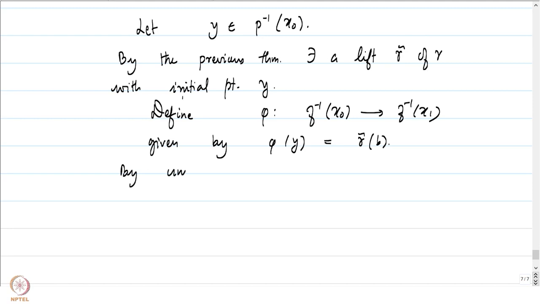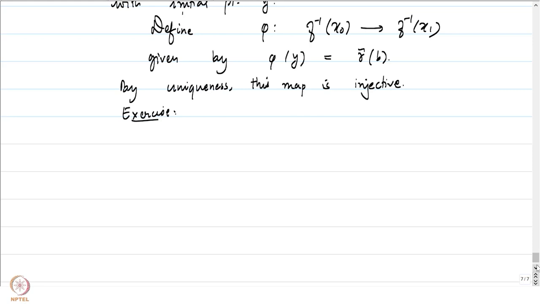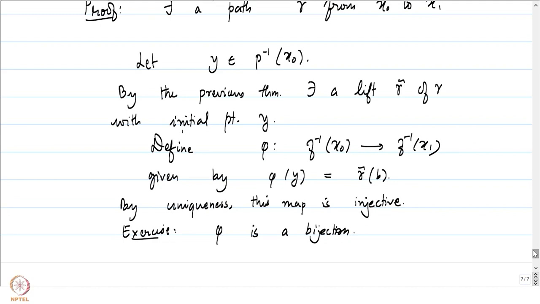By uniqueness, this map is injective. In fact, it's an exercise for you to sit down and complete. It's a simple exercise actually, which will help you think about why we are considering such a map and how the covering space theory is coming into the picture to conclude that phi is a bijection, and therefore we have a bijective map from the pullback of x0 to the pullback of x1, which hence establishes that these are going to be of the same cardinality.